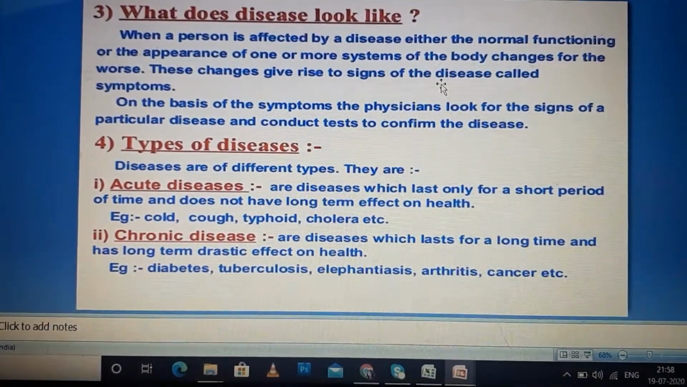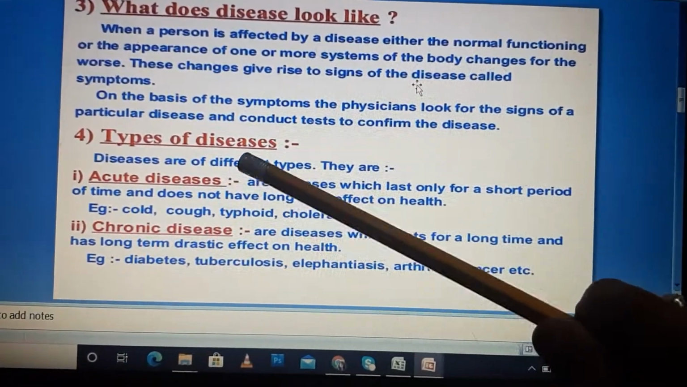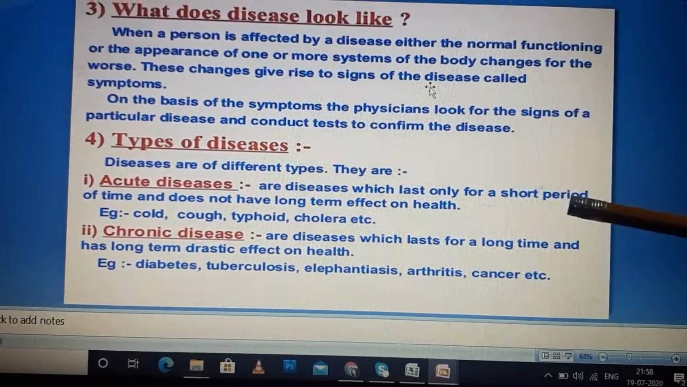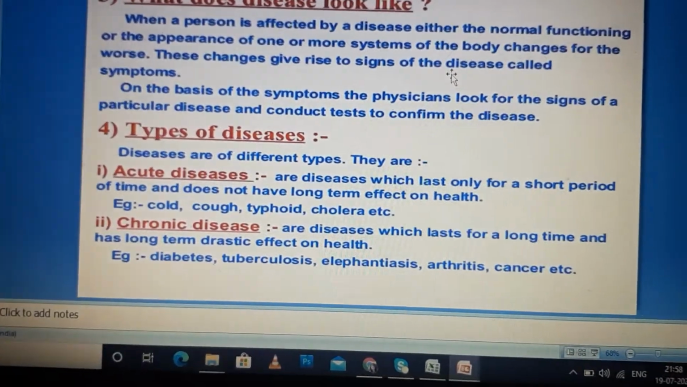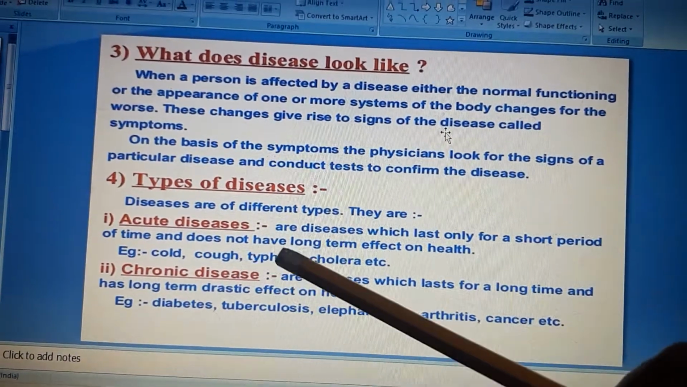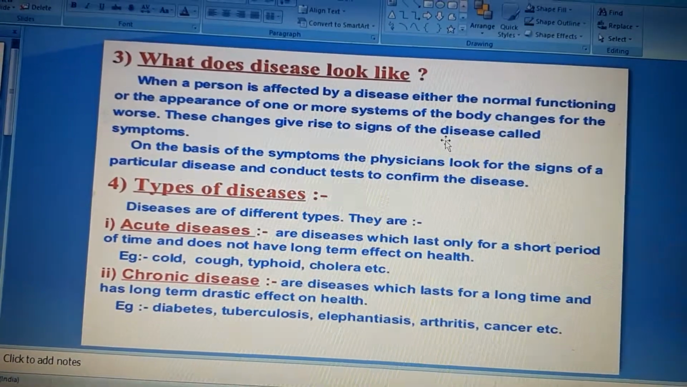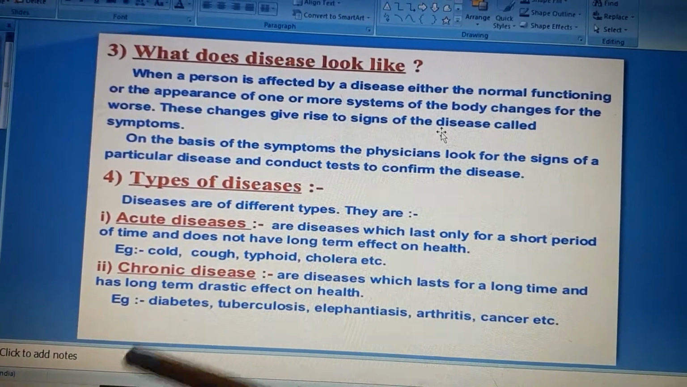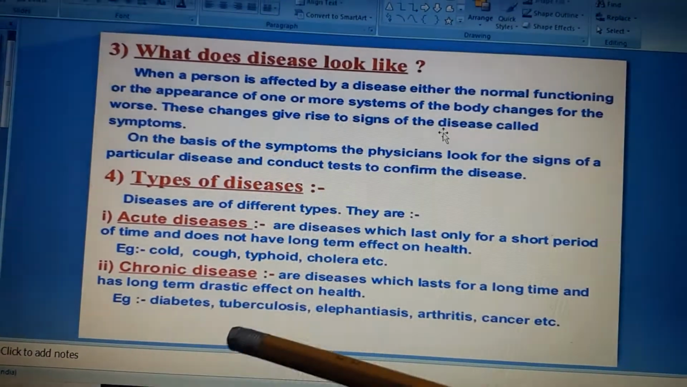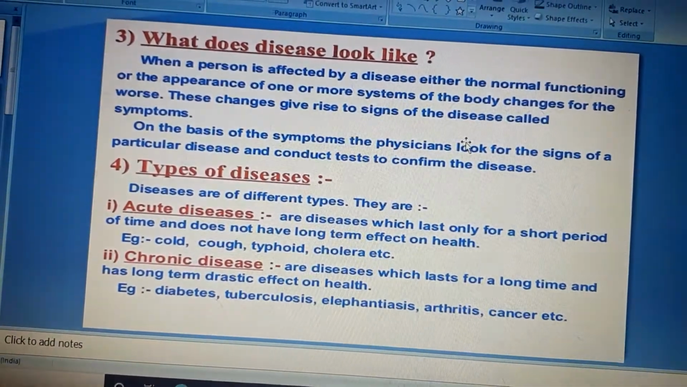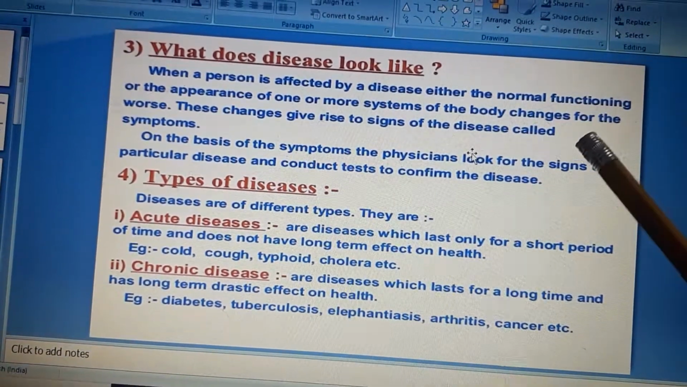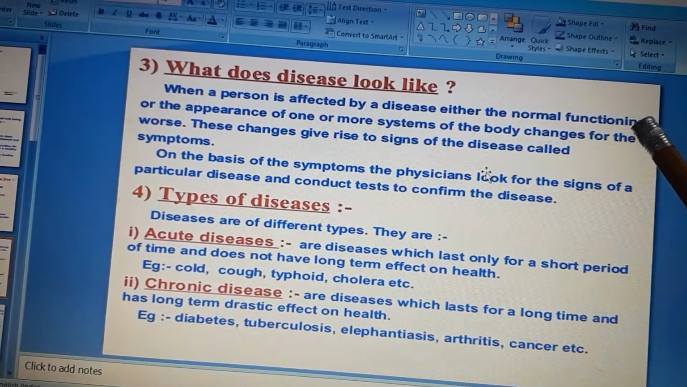Now, types of disease. Diseases are of two types: acute disease and chronic disease. Acute diseases are the diseases which last for a short period of time and do not have a long term effect on health. These are cold, cough, typhoid, cholera, etc. While on the other hand, we have chronic disease. Chronic diseases are the ones which last for a long time and have a drastic effect on health. These include diabetes, tuberculosis, elephantiasis, arthritis, cancer, etc.